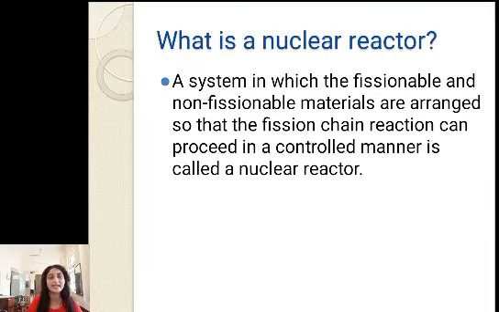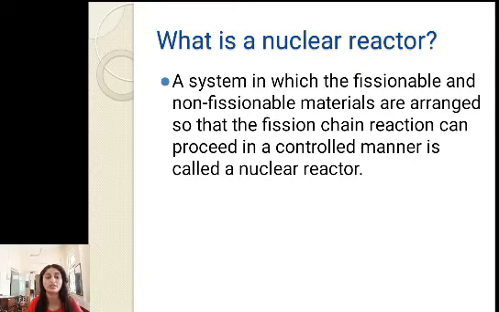What is a nuclear reactor? A system in which the fissionable and non-fissionable materials are arranged so that a fission chain reaction can proceed in a controlled manner. We have already studied the uranium-235 fission chain reaction. We know that if we do not control that reaction, then the reaction can become uncontrolled.